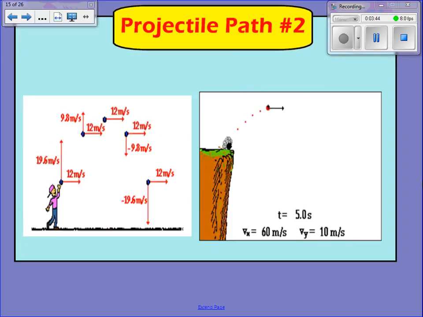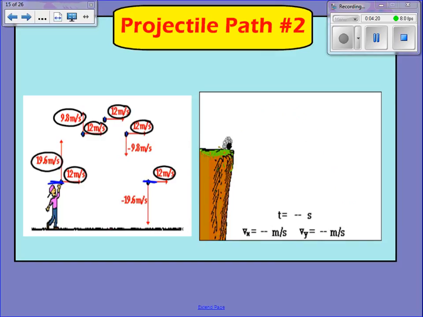Let's look at one more image before we move on to some example problems. The image on the left is very similar to what we just saw, but now it has some numbers. You'll notice this boy is throwing a ball, and it has the velocities tracked throughout its projectile path. Now, first of all, you'll notice the ball is the same height here as it is here. First, let's focus on the x velocities. The x velocity is 12 meters per second all the way through, regardless of where it's at in the projectile path. The y velocities, however, are changing. It starts out with an initial velocity of 19.6, then it slows down to 9.8, and then finally it reaches 0 at the top because it stops moving.